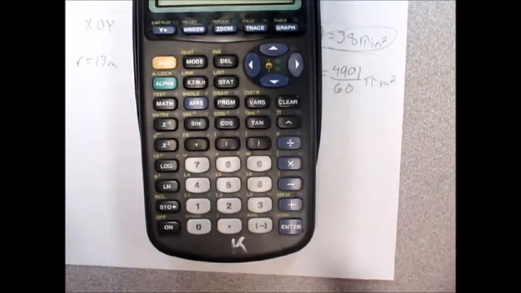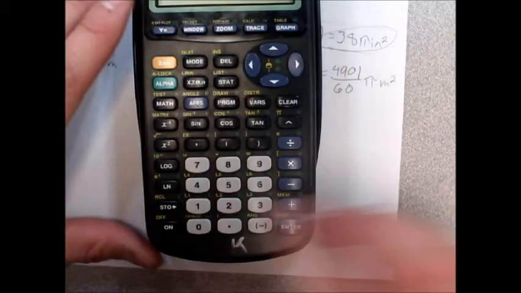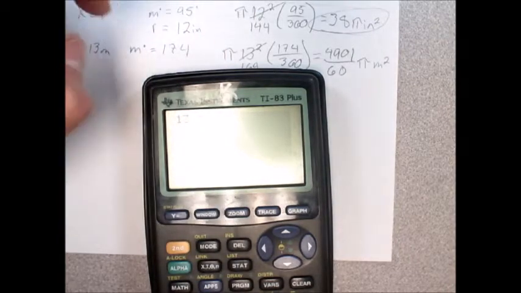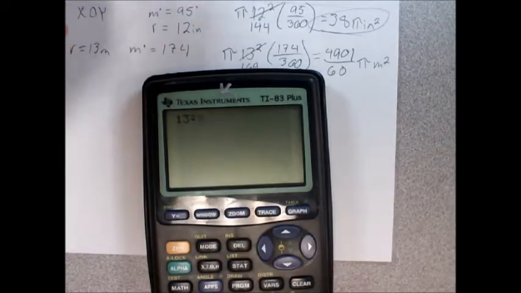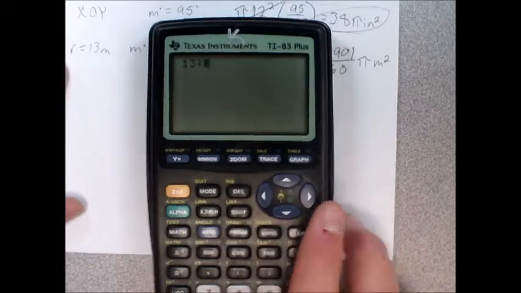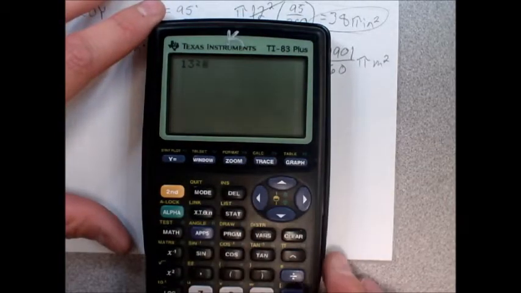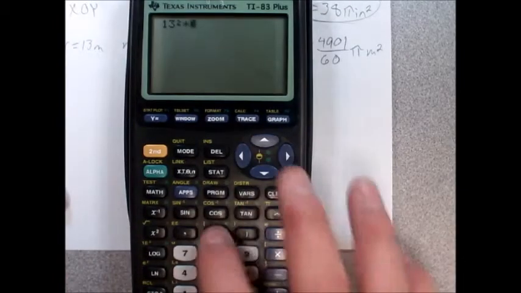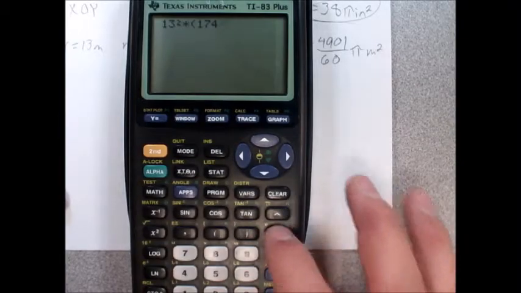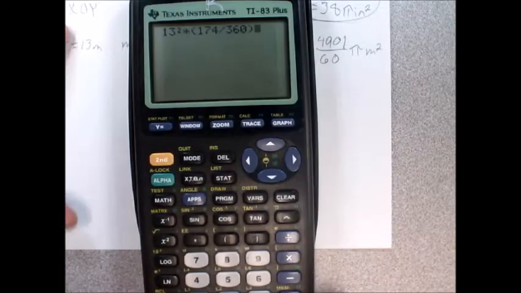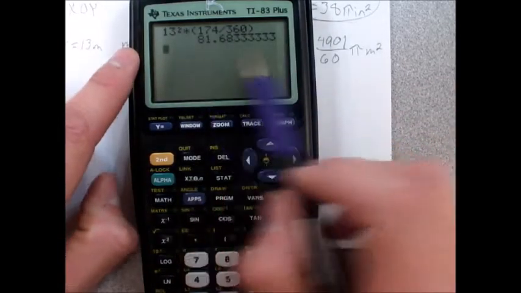So I'm going to show you how to do this in your calculator. Because we're leaving it in terms of pi, I'm not going to multiply pi out on my calculator. So here we go. It says 13 squared, so I have 13 squared. We're going to multiply that by 174 over 360. So in parentheses, 174 divided by 360, and then I'm closing my parentheses. I press enter. It gives me this business right here.